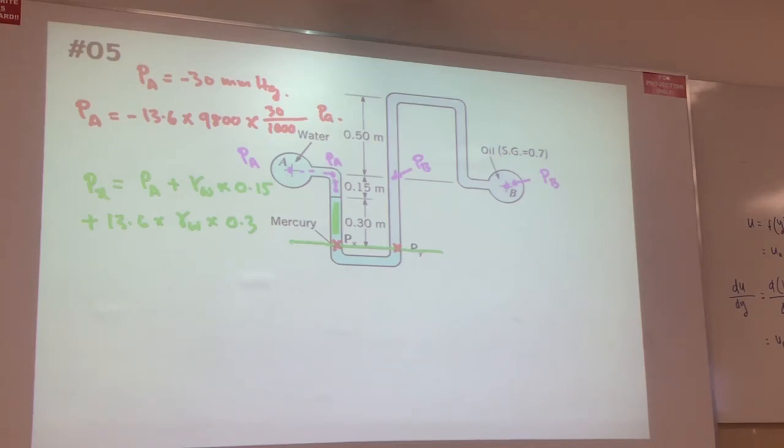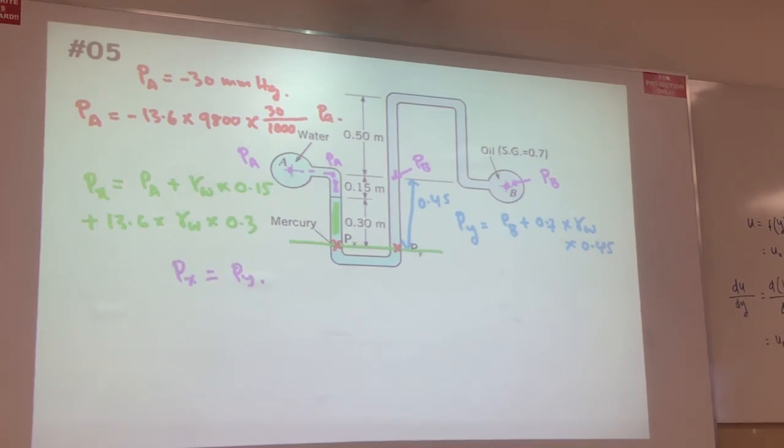Similarly, PB, what is the value of Py? Tell me. Py becomes PB plus specific gravity of oil 0.7 times gamma of water, right? And what is the height from here to here? 0.45. Times 0.45. Then I can write Px and Py are the same.